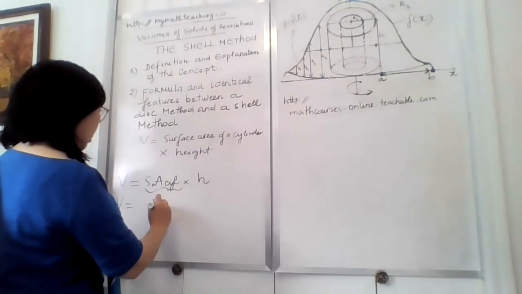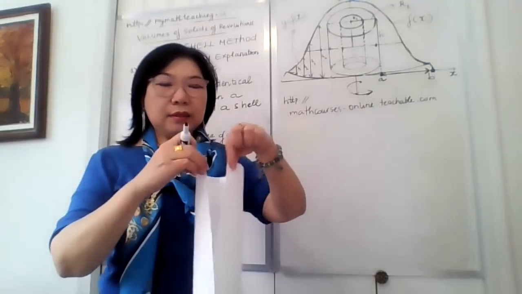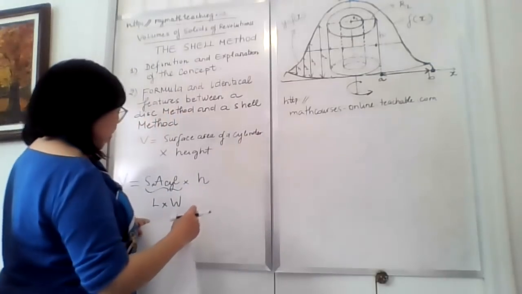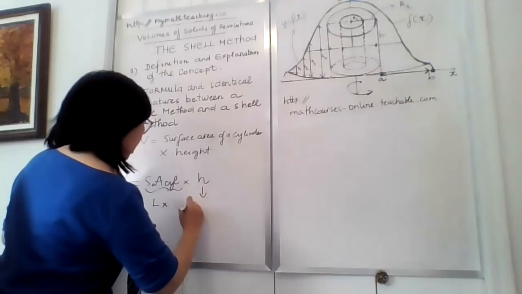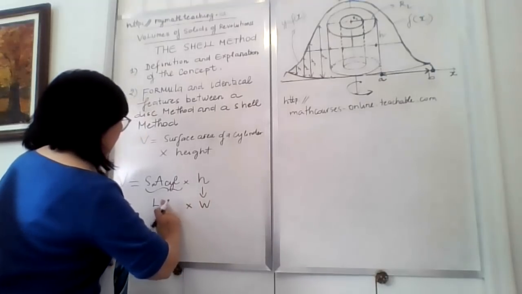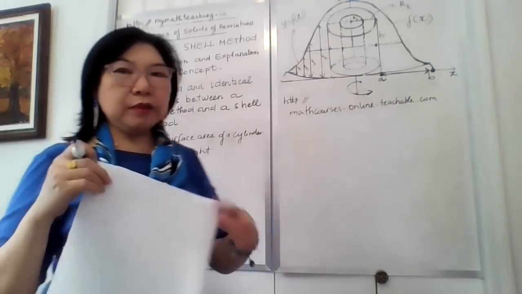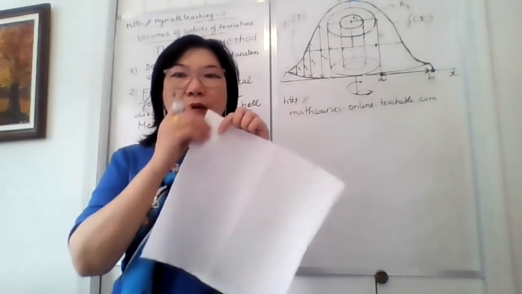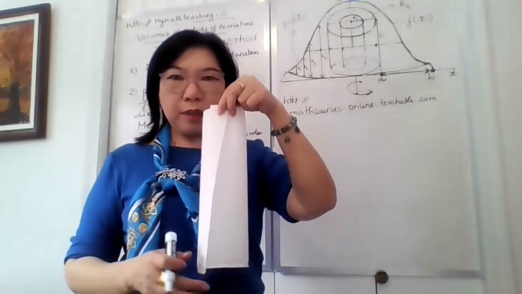Length times width, right? And you see that I demonstrate, right? Length times width here, and the width turns out to be the height, right? So I'm going to substitute this height by the width, right? And now I'm talking about length times width, right? I haven't talked about the volume yet. I just talked about the surface area, right? So length times width, which is the surface area of this cylinder when I cut it open.